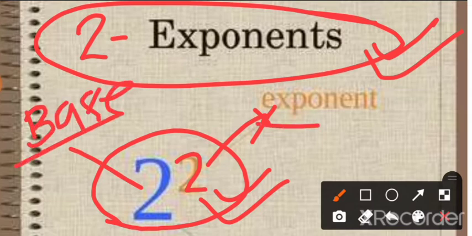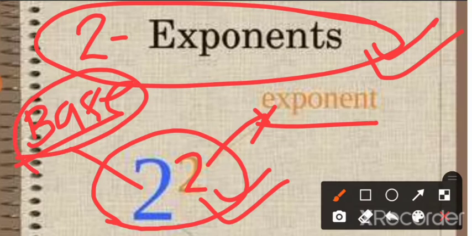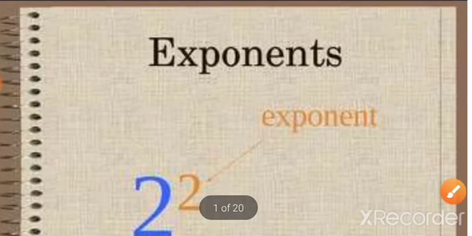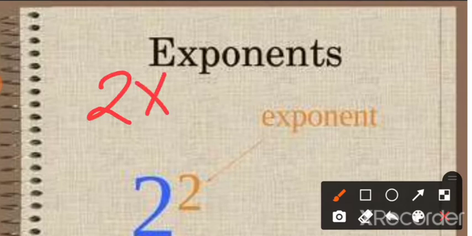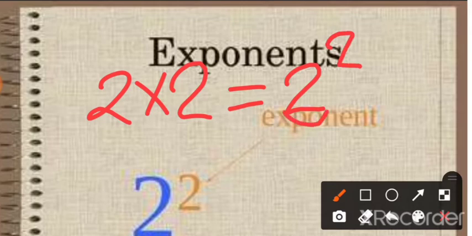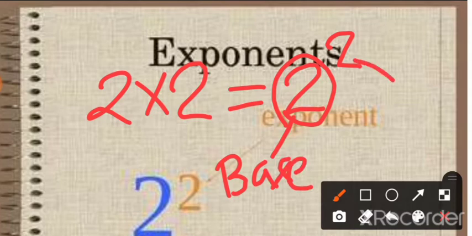This 2 means exponent and this 2 means base. It means power and exponent. You can say power or exponent, both. 2 is the base and 2 to the power 2 is exponent. 2 into 2 means 2 multiplied 2 times, so the result will be 2 to the power 2. In this situation, 2 is the base and power 2 is the exponent.